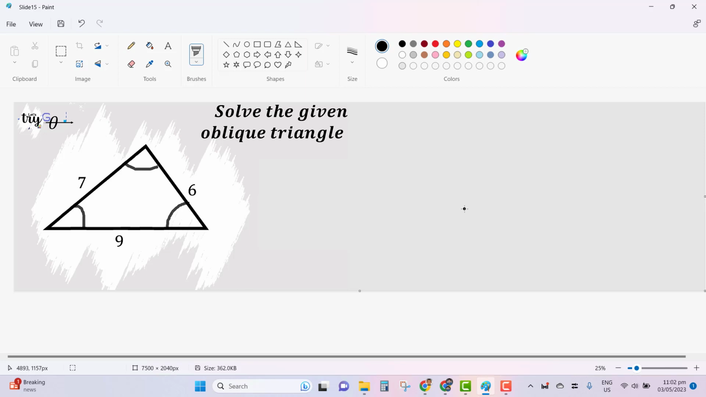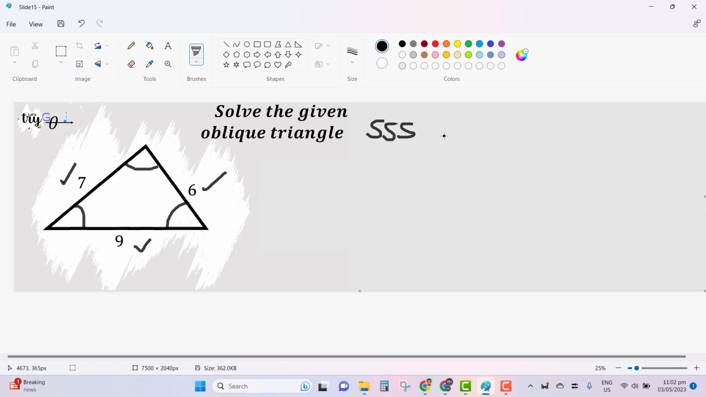Now we have two formulas pertaining to solving oblique triangles. We have the law of sines and law of cosines. But for this situation here, where all the sides are given, this is an example of an SSS triangle. In this case, we are going to use the law of cosines.